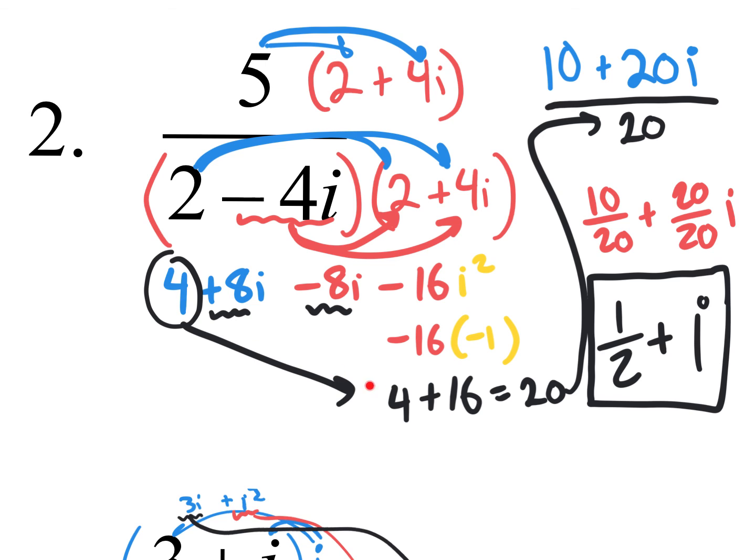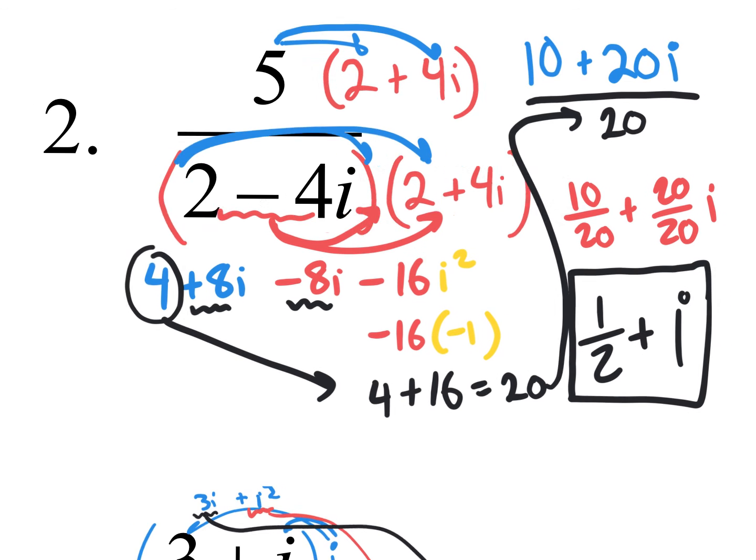Now the two middle terms, the 8i and the negative 8i, these guys cancel out. So you have the 4 that comes down with the plus 16, which gives you 20. And that's on the denominator of the fraction. And you got to split that 20 to both the 10 and the 20. That's why we have 10 over 20 and 20 over 20 with an i on the second one. And then you reduce both fractions. 10 over 20 reduces down to 1/2, and 20 over 20 becomes 1 with an i. So 1/2 plus 1i. If you got that right, you guys are awesome.